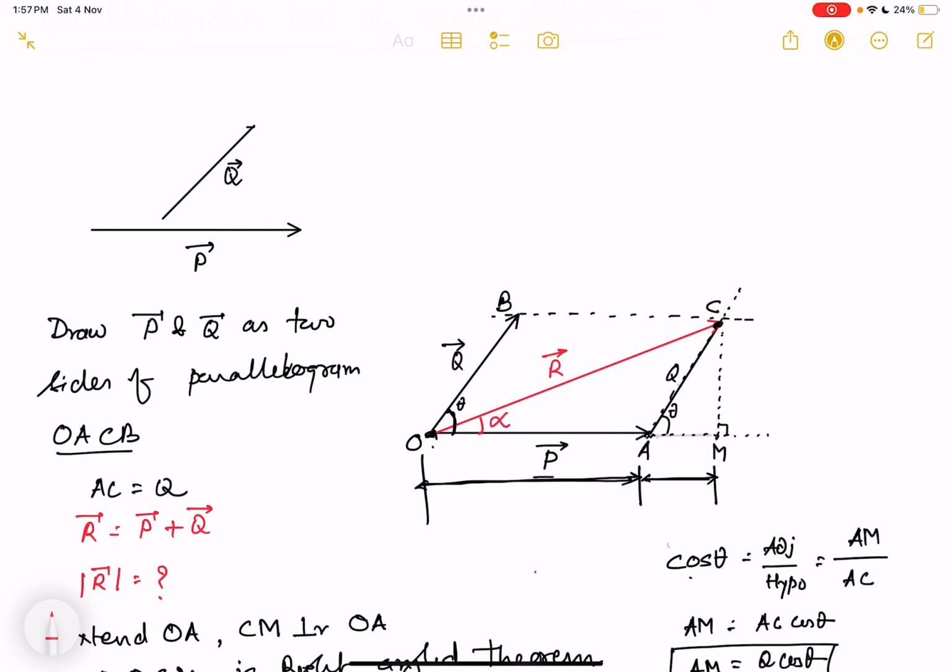Okay, let angle between R and P be alpha. So now I can always say what is the direction of R. See, P is given, so P का direction दिया हुआ है problem में.